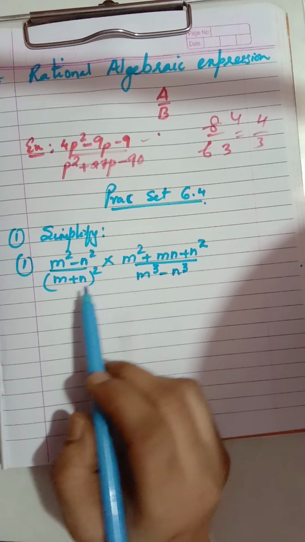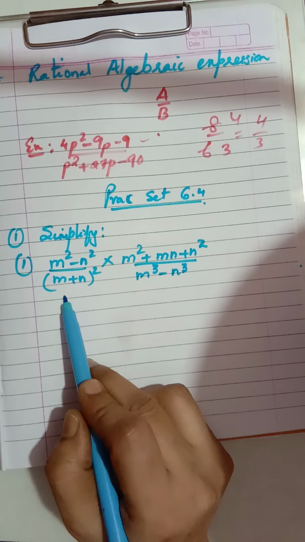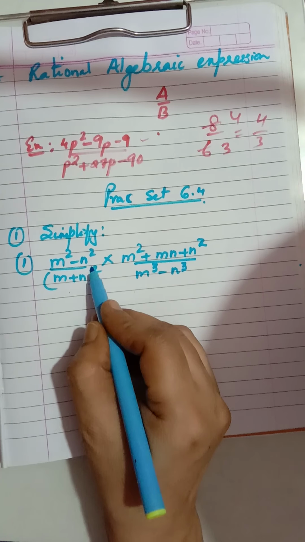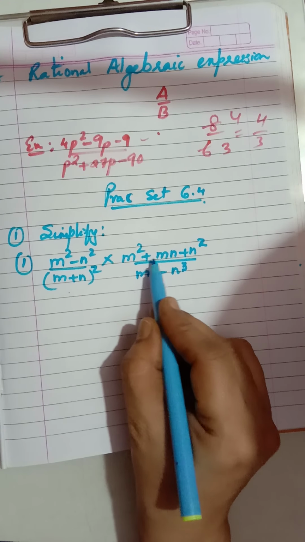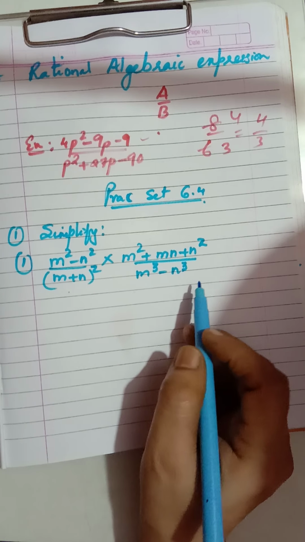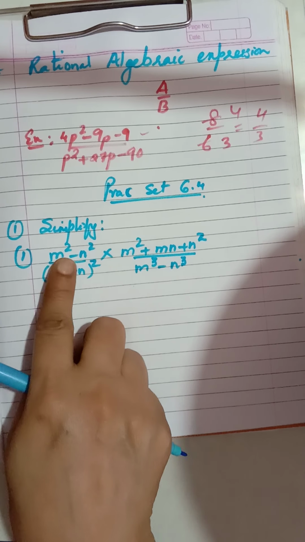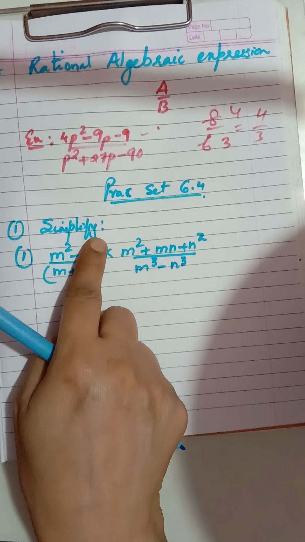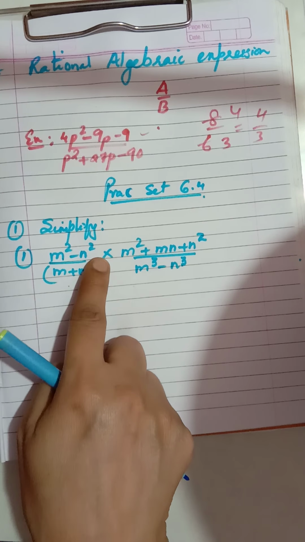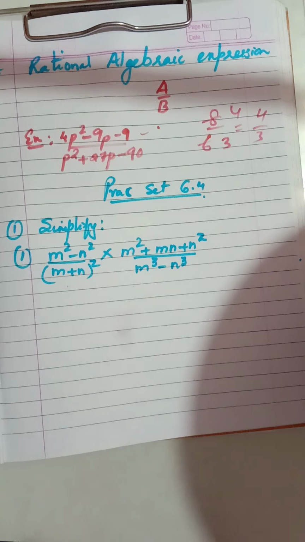Now see children, this is your first question. Simplify: (m square minus n square) upon (m plus n) whole square, into (m square plus mn plus n square) upon (m cube minus n cube). Here in this question you can see children, three formulas you have to use: a square minus b square, a plus b whole square, and a cube minus b cube.